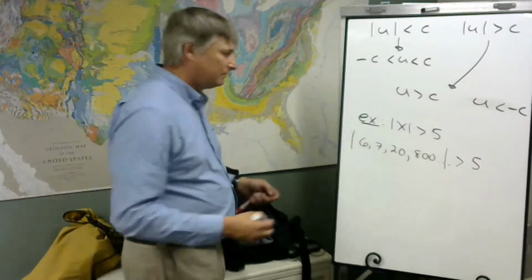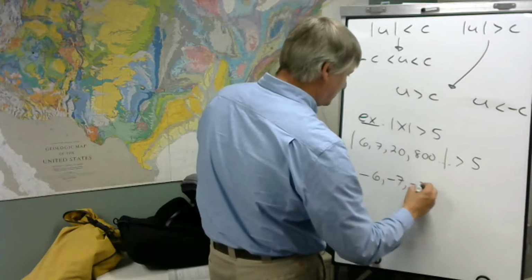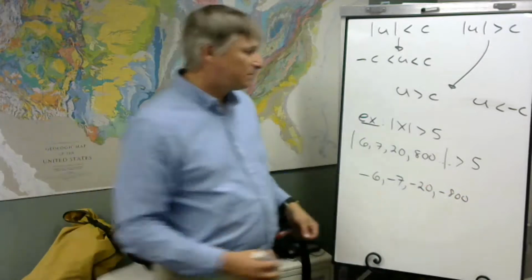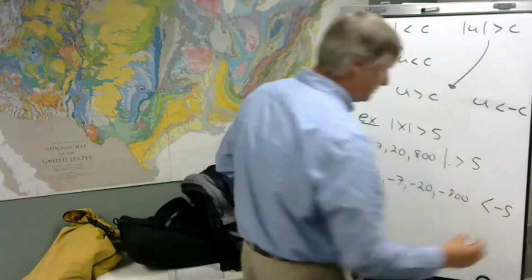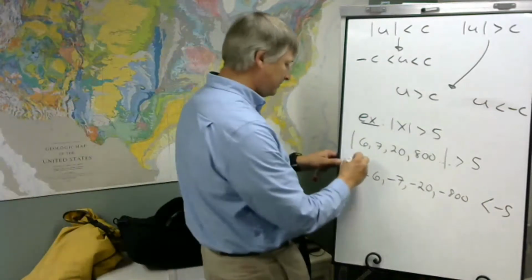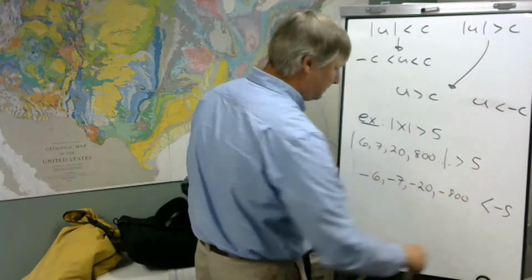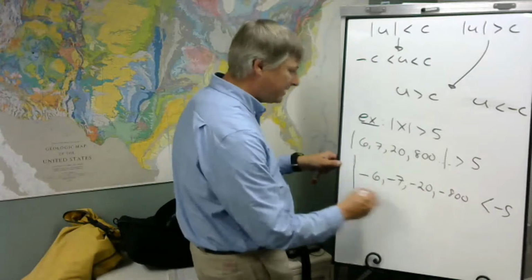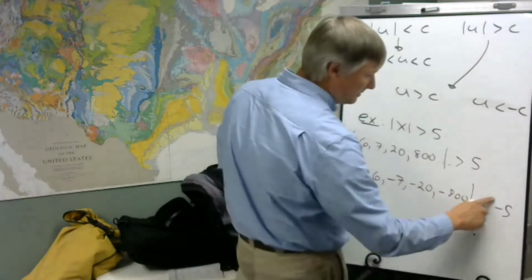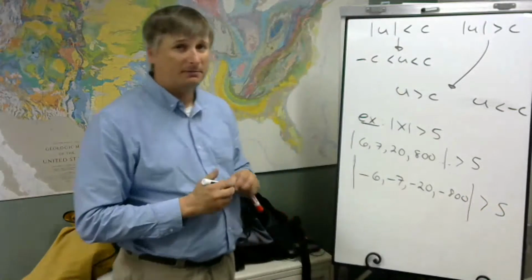But let's think about this. What if we took -6, -7, -20, -800? Well, these are smaller than -5. But if we take the absolute values of these, we're going to get positives. They're going to be bigger than 5. So this will become 6, this will become 7, this will become 20, this will become 800. And those absolute values will also be bigger than 5.